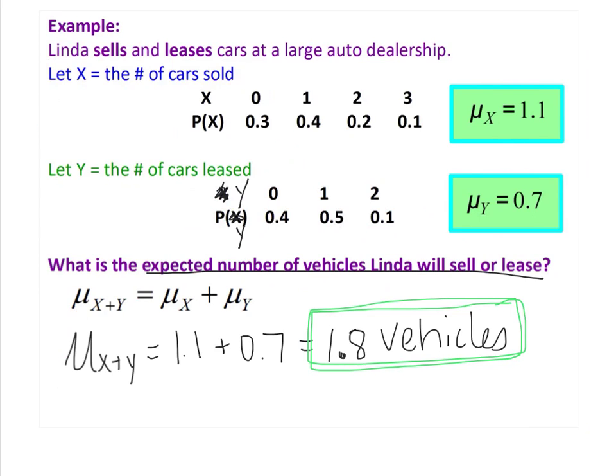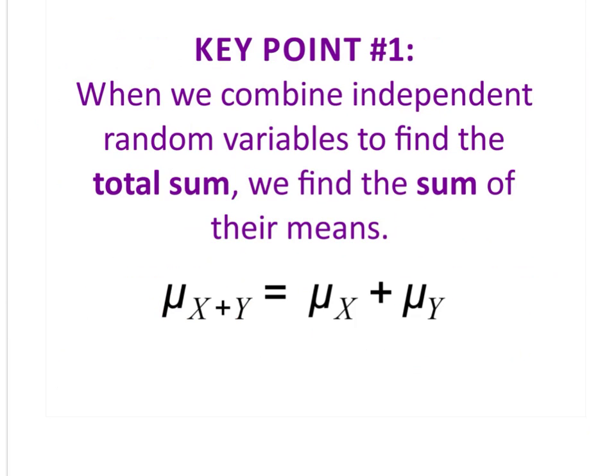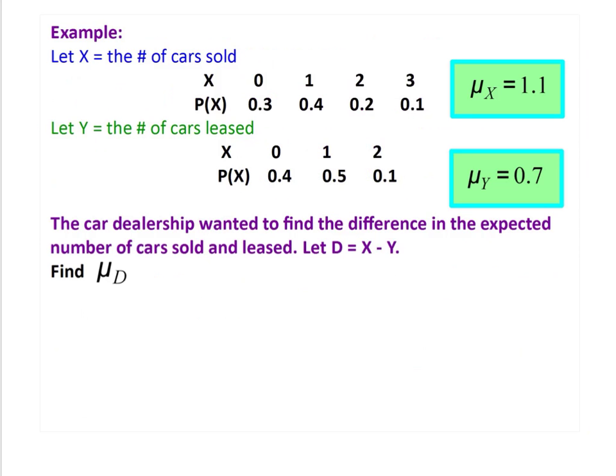So that is how I combine means, which brings me to my first key point. When we combine independent random variables to find the total sum, being I'm adding the two distributions together, we find the sum of their means. So I add their means together. Well, what if I wanted to find the total difference of something? What if I wanted to find kind of how one thing may be greater than or less than another?